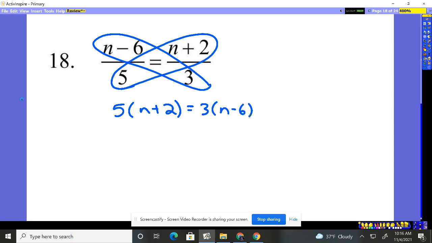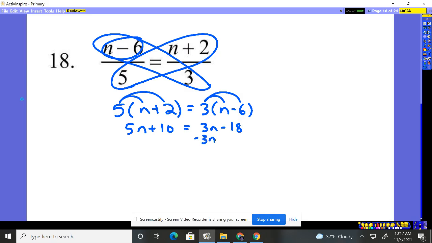The big thing is, remember, you're multiplying by the whole thing up top, so you've got to put it in parentheses. So now we distribute through. I have 5n plus 5 distributed through to the 2, 10, equals 3 distributed through, 3n, 3 through there, minus 18. Now let's get our variables all on one side.